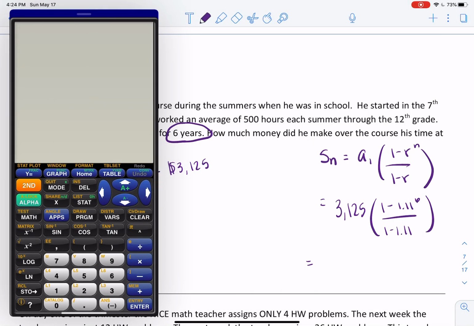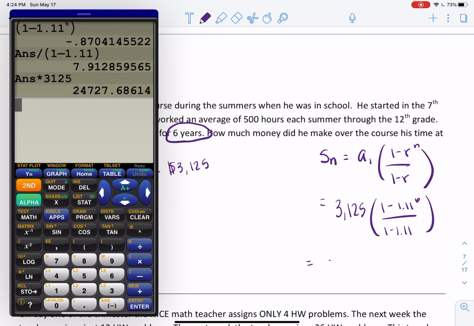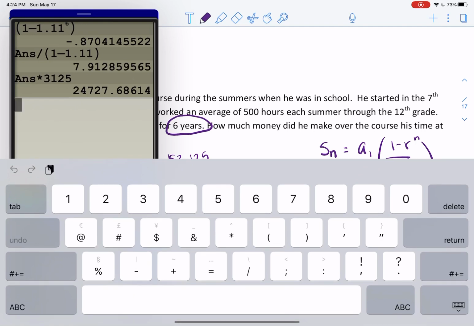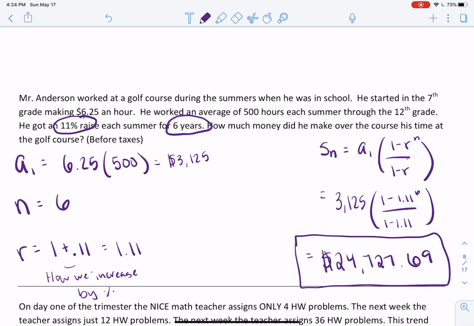So we probably want to type that in our calculator. So 1 minus 1.11 to the 6th power divided by 1 minus 1.11 times 3,125. Ooh, so that's about, he made about $24,727 and let's say 69 cents in those summers. It's not bad. Sorry, I needed to fix the magnifying glass. There we go. That's about how much money he made in those summers.